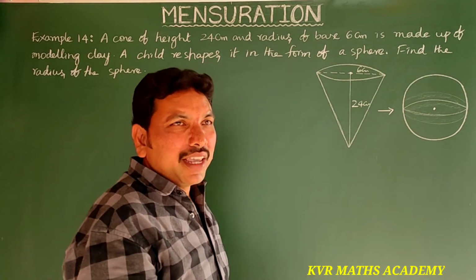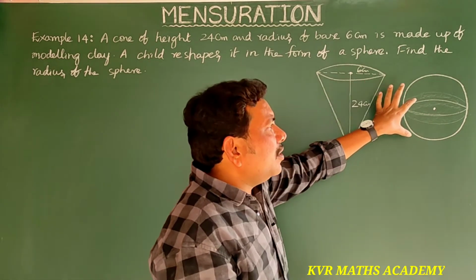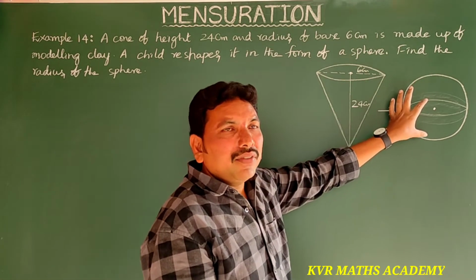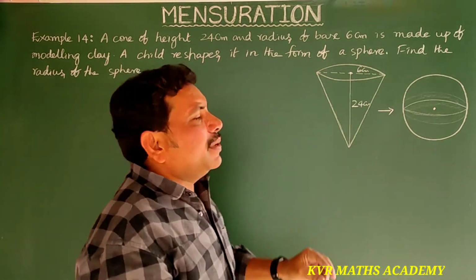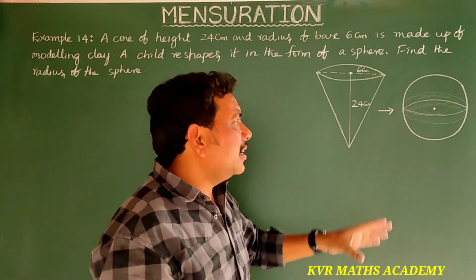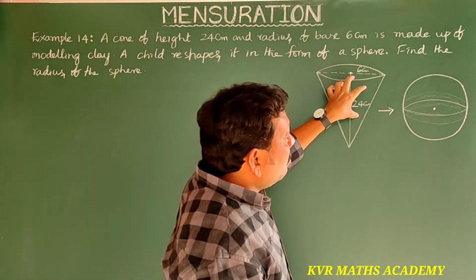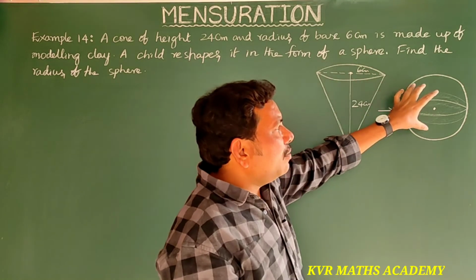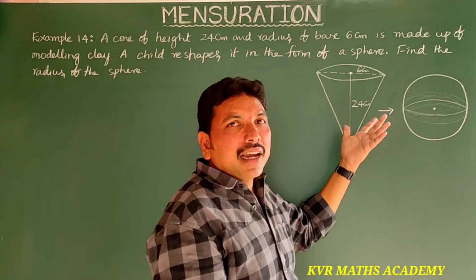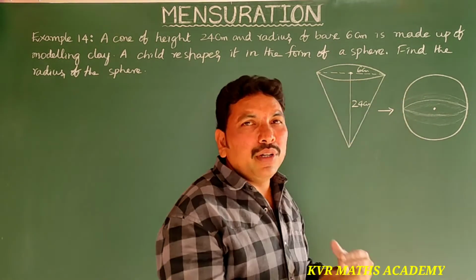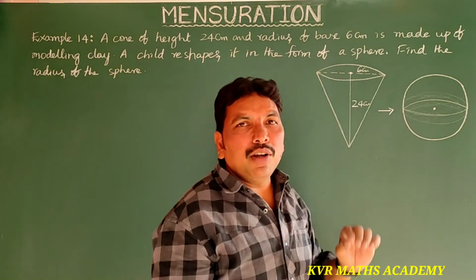Reshaped in the form of a sphere. So it is the same clay only. It is reshaped into the form of a sphere. Then what is asked? Find the radius of the sphere. So the volume of the cone and the volume of the sphere should be the same. Why? Because the volume of the clay used for these two is the same. So the volume of the cone is equal to the volume of the sphere.